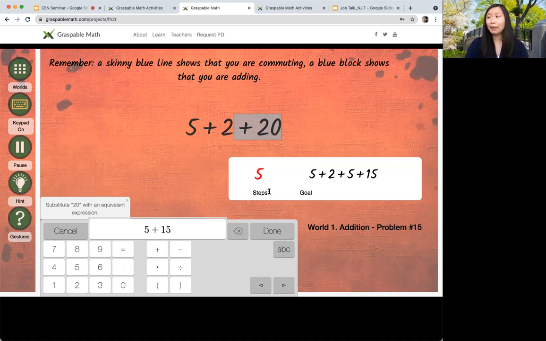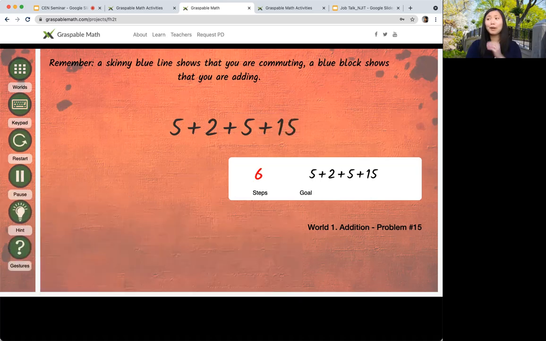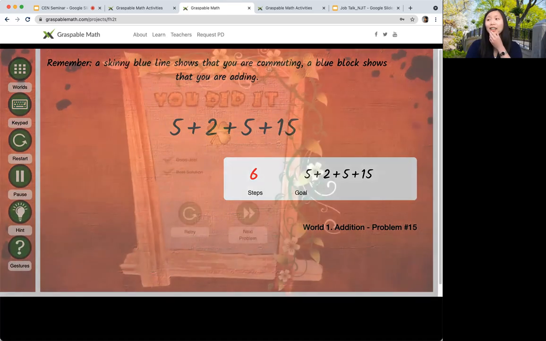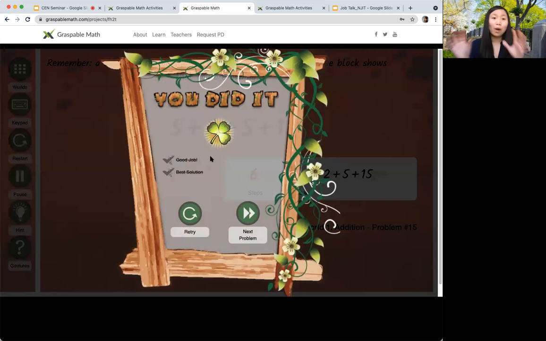And see that the step counter turns red because I am not using a very efficient way to solve the problem. In fact, I only earned 1 out of 3 clovers on this problem because I didn't use a very efficient strategy. And the system prompts me, encourages me to retry the problem and try to find a more efficient way to reach the goal.